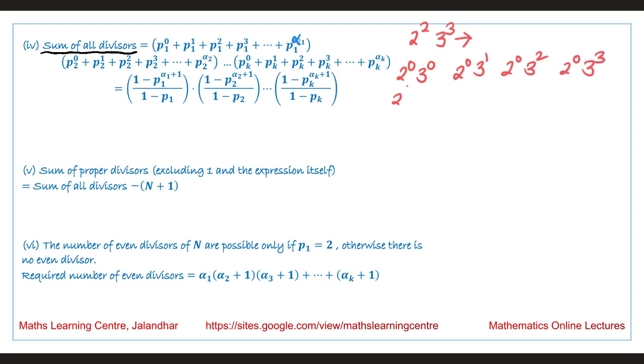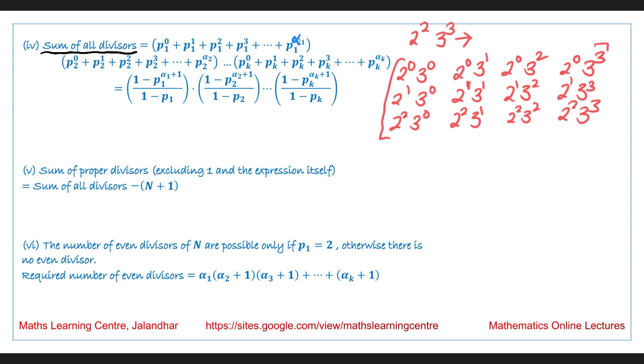Next we will have 2 raised to the power 1, 3 raised to the power 0; 2 raised to the power 1, 3 raised to the power 1; 2 raised to the power 1, 3 raised to the power 2; 2 raised to the power 1, 3 raised to the power 3. Next we have 2 raised to the power 2, 3 raised to the power 0; 2 raised to the power 2, 3 raised to the power 1; 2 raised to the power 2, 3 raised to the power 2; 2 raised to the power 2, 3 raised to the power 3. So these are all the divisors.